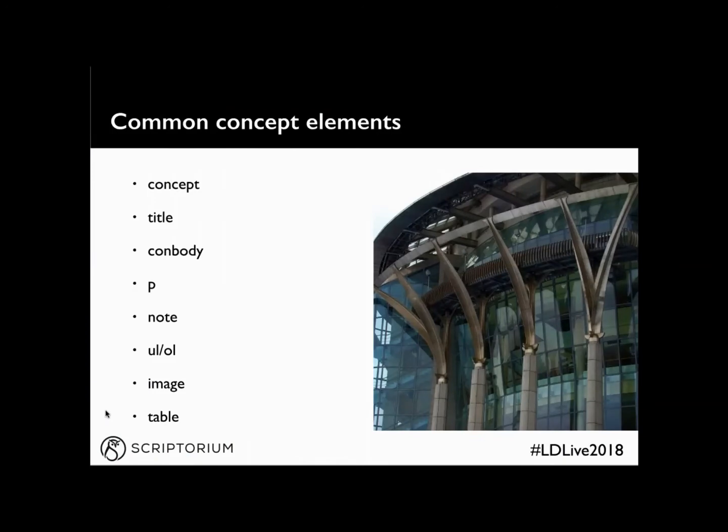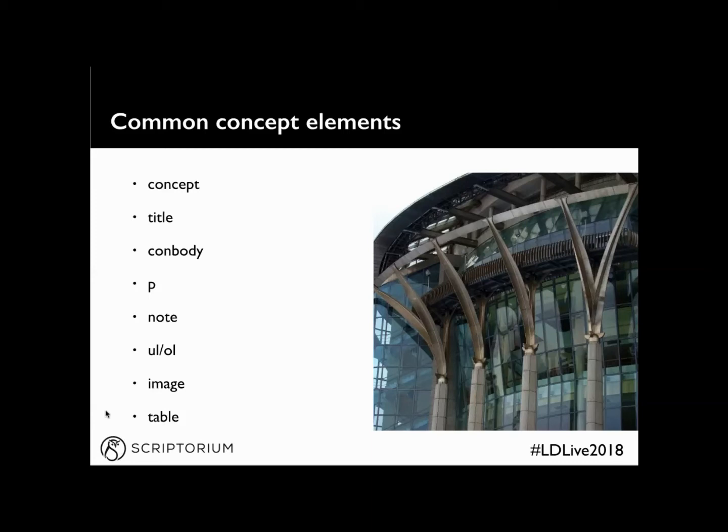So here's a list of some common elements that you see within a concept topic. And as we saw with the generic topic type just a few minutes ago, we have the first three, concept, title, and conbody, are analogous to where we had topic, title, and body. So these are basically the elements that have been specialized from topic, title, and body. So concept is just going to be the container element for your concept topic. Title is going to be the container element for your title, and conbody is going to include the body of your concept topic.